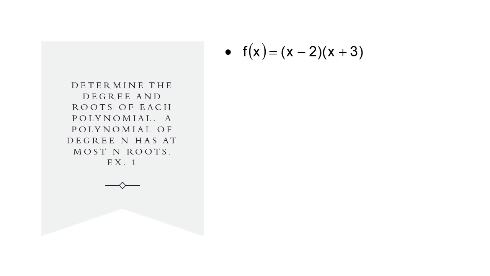So let's look at this example. We want to determine the degree and roots of this polynomial. Determining the degree and the roots of this polynomial is actually fairly easy because this is in factored form. Since it's already in factored form, the first thing we're going to look for is its roots. To find the roots, you're going to set each factor equal to 0.